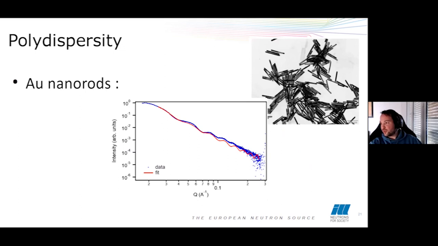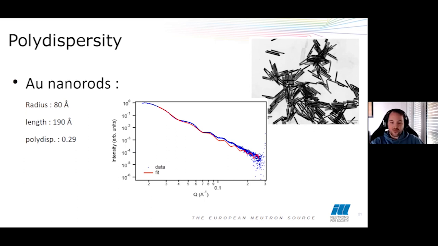As a little example, here we have gold nanorods. There's a picture of what they look like, and then we have the signal in blue. To get these, we need some models. There are a lot of applications that help with fitting functions. It is useful to know what we're looking at. We already know that we are looking for nanorods. So by putting in some parameters, we can get the radius, the length of our rods, and even the polydispersity of our sample.